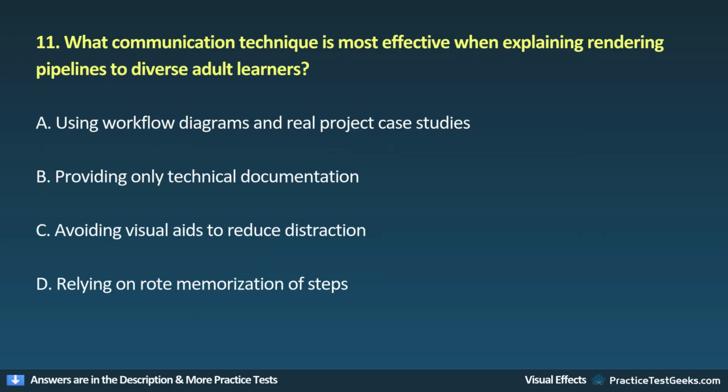11. What communication technique is most effective when explaining rendering pipelines to diverse adult learners? A. Using workflow diagrams and real project case studies. B. Providing only technical documentation. C. Avoiding visual aids to reduce distraction. D. Relying on rote memorization of steps.